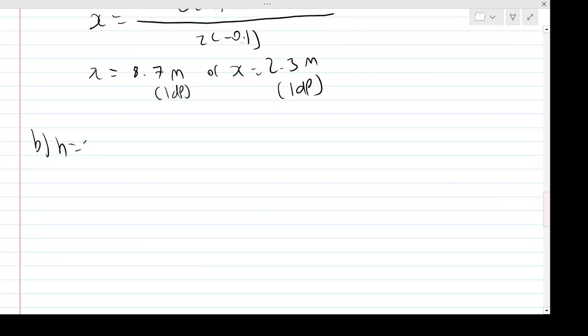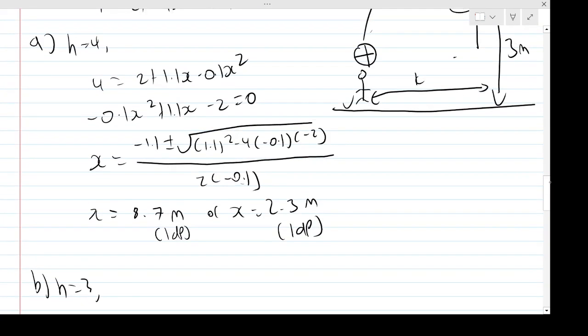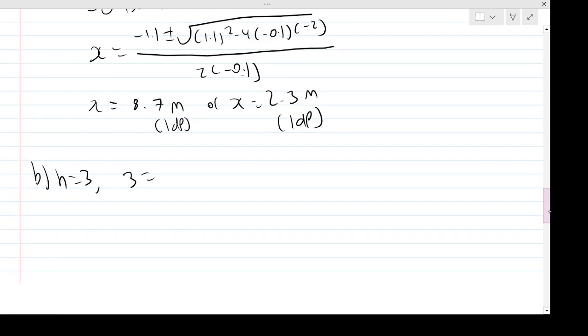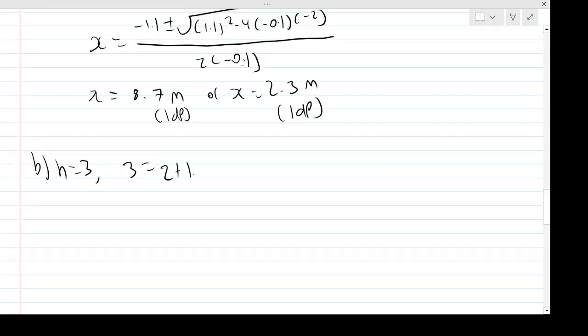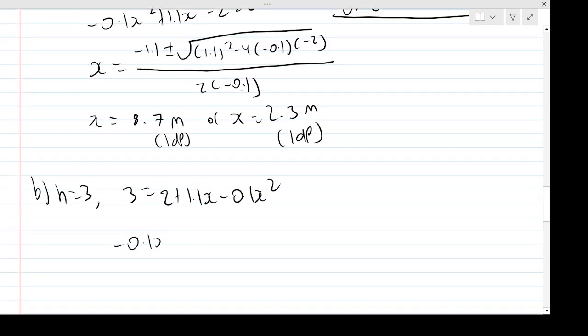So if h is 3, then we plug that into the equation. So 3 = 2 + 1.1x − 0.1x². And again, we solve this quadratic. So −0.1x² + 1.1x. If we take away 3, we get −1 = 0.